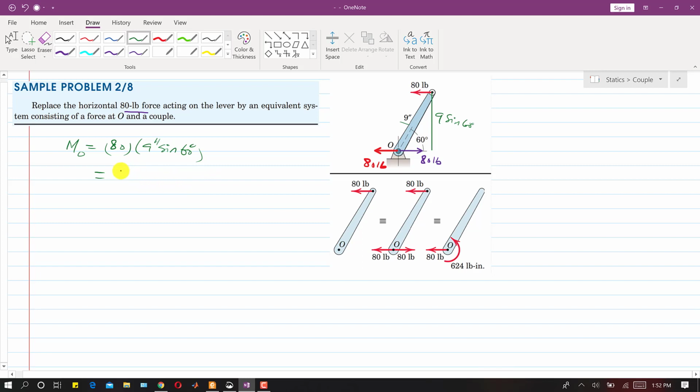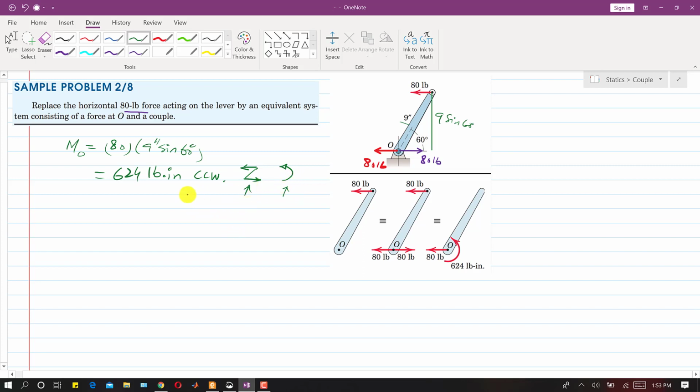So this couple comes out to be 624 pound inch, right? And as we can see, the direction is counterclockwise. So we can write it like this, counterclockwise. And the symbol could be like this, or the symbol could be like this. So this is the symbol for counterclockwise, and this is also the symbol for counterclockwise.